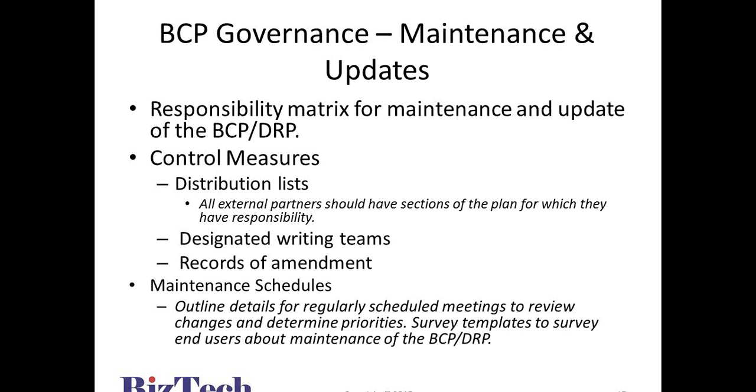Now we're talking about governance, maintenance, and updates. So there should be a matrix developed for maintenance and update of the BCP ERP. I touched a little bit earlier on maintenance. People just make something and forget about it many times. I've seen many times it's coming from the regulator, especially in banking or financial institutions. They're required to have a plan and they just make it and forget about it. And then it's not current, it's outdated.